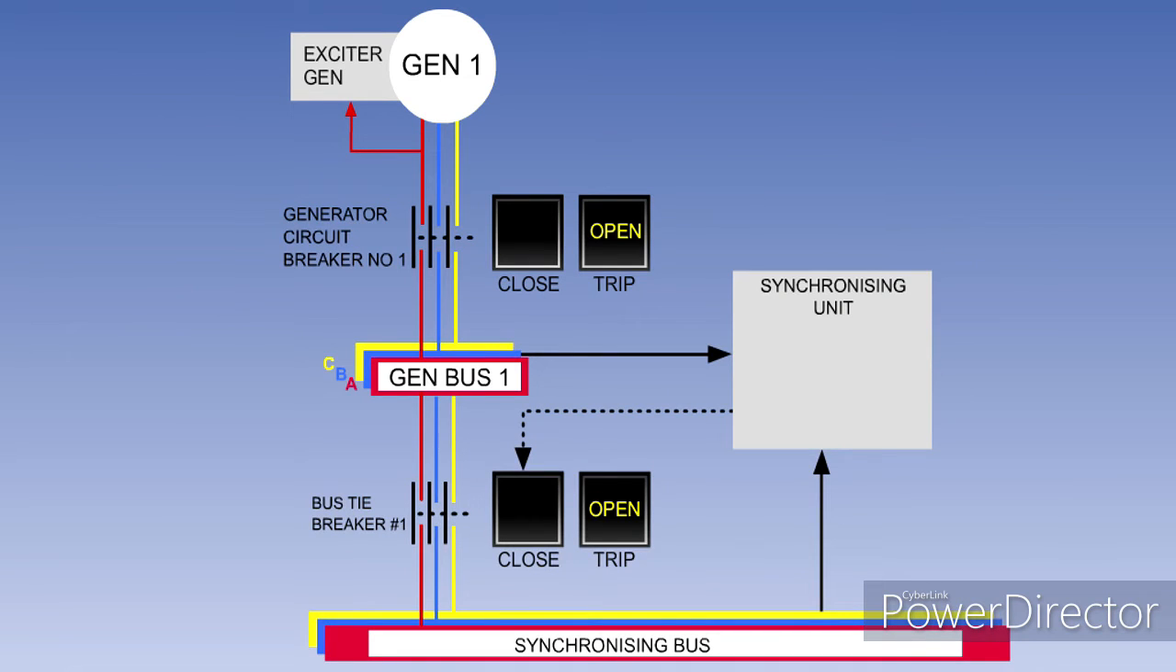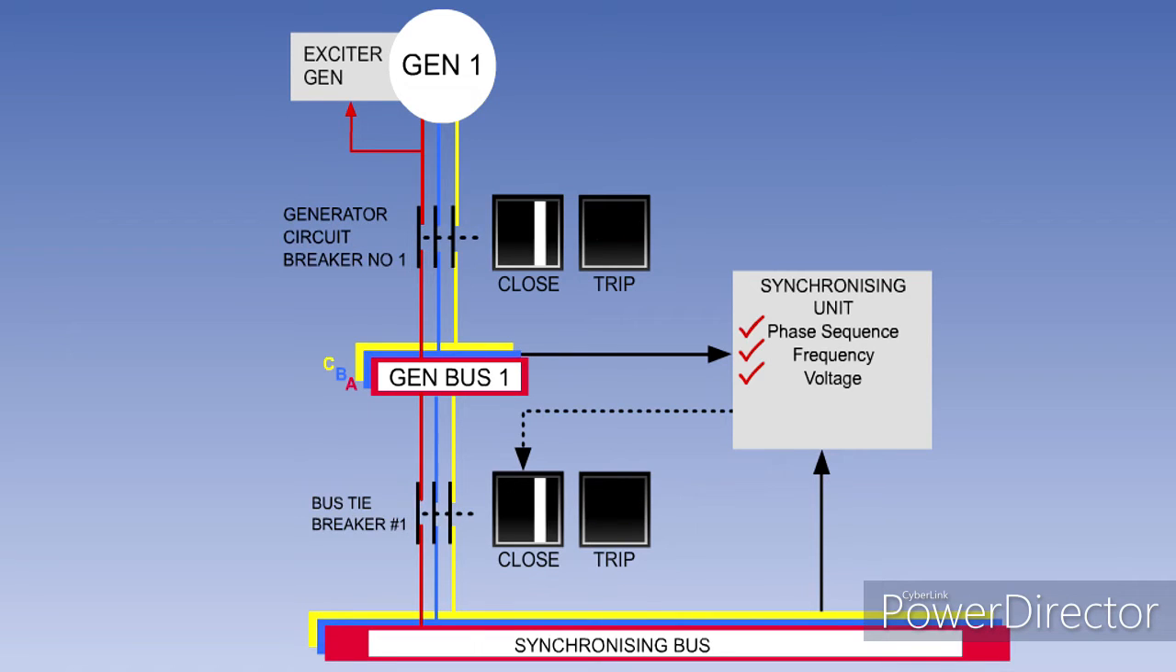Automatic control of the BTBs is provided by a synchronizing unit. The synchronizing unit monitors the phase sequence, frequency, and voltage of the synchronizing busbar and the generator to be paralleled. It will only allow the BTB to close when the correct paralleling conditions are met.